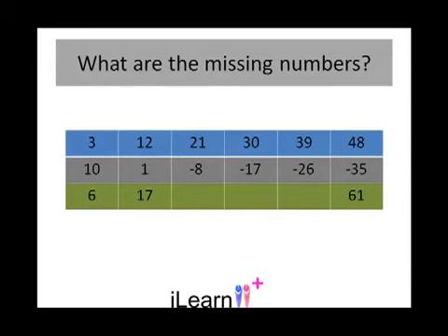Now have a go at the bottom row. 6, 17, 28, 39, and 50. So the pattern in the bottom row is add 11.